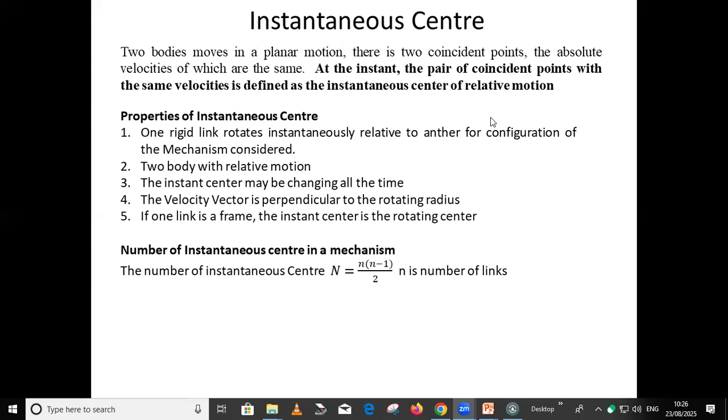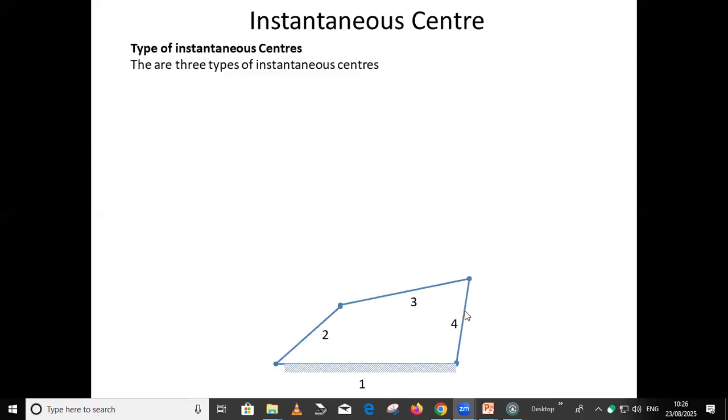Now, to calculate the number of instantaneous centers of rotation for a given mechanism, we have one equation. From that equation, we can identify how many instantaneous centers of rotation are available for that given mechanism or given configuration. That equation is N equal to n into n minus 1 upon 2, where n represents the number of links. In our case, if we look at this 4-bar mechanism, we have 4 linkages. Putting in 4 into 4 minus 1 upon 2, we have 6 ICRs that are required to represent the overall relative motion of the linkages.